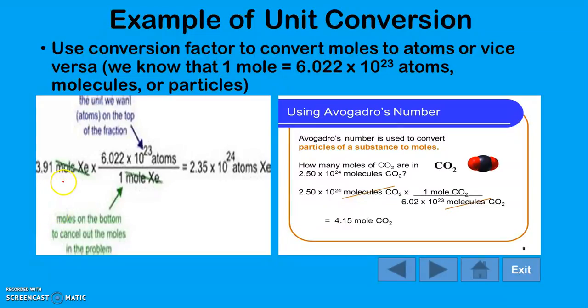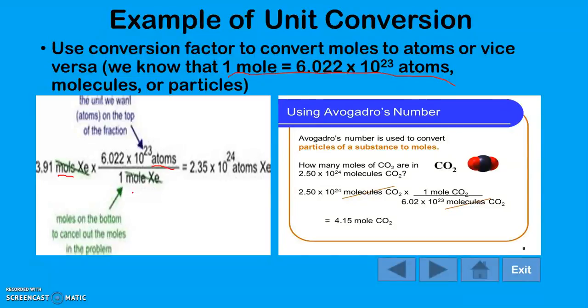In the example to your left, we're going to convert moles to atoms. Our given units are moles. Our desired units are atoms. Is there a relationship between moles and atoms? Better believe it. 1 mole equals 6.022 times 10 to the 23rd atoms. We're going to take that relationship and make a conversion factor.